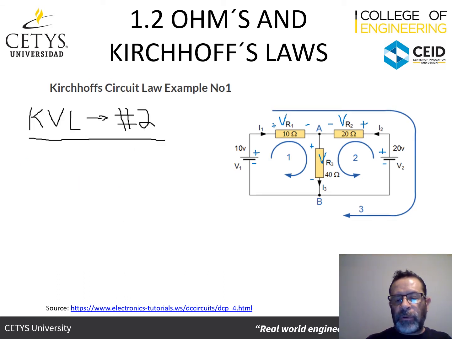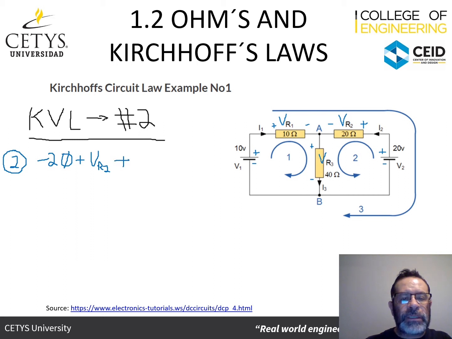And so now we're going to do the same for loop number 2. We're going to go through the loop. So the first thing we find here is minus 20, which is the power supply. So we're going to write down a minus 20. The next element we find is VR2. It goes through the positive and out of the negative, so this would be plus VR2. And then we continue and we find plus VR3 because it's going through the plus and out of the negative. So it's plus VR3. And this has to be equal to 0 according to Kirchhoff's voltage law.